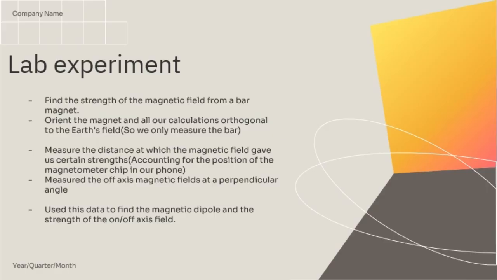And then we measured the distance at which the magnetic field from the bar magnet gave us a certain strength. And then we also measured the off axis at this distance. So we pretty much just went perpendicular that same distance and measured the magnetic field at that off axis angle. And then we used all this data to find the magnetic dipole and the strength of the on and off axis fields from the magnetic dipole.